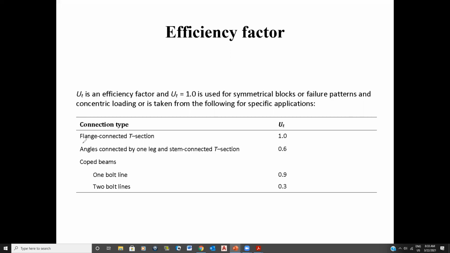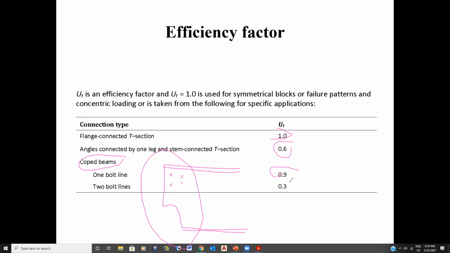Now, when we're connecting angles, the UT is going to go down to 0.6. If we're connecting flanges, 1.0. And then of course for coped beams, and what's a coped beam? It's a beam whereby here's a top flange, you have cut out the bottom flange here, and when we get into double angle connections, you understand, that's what we call a coped beam, so that you can slide it between your two double angles. Okay, that's what we call a coped beam. And if it has one line of bolts, then you take 0.9. If it has two lines of bolts, then you take 0.3.